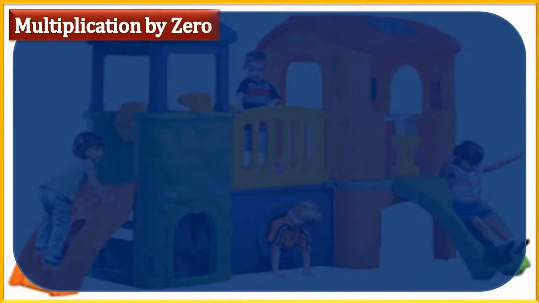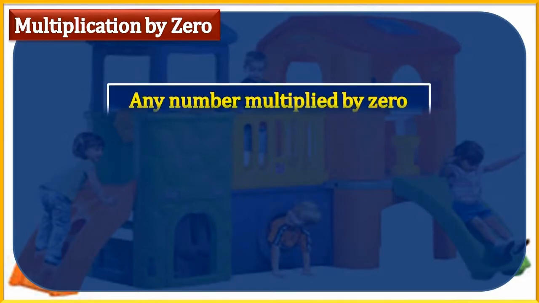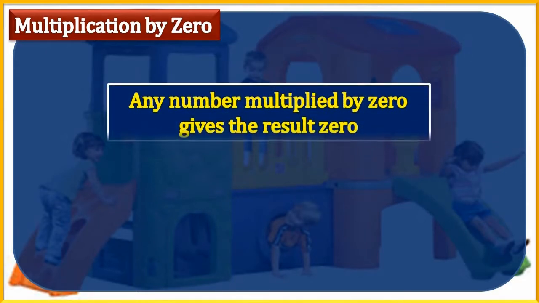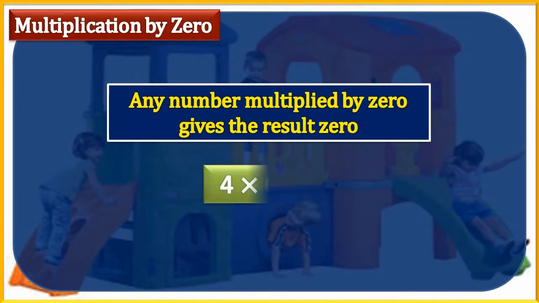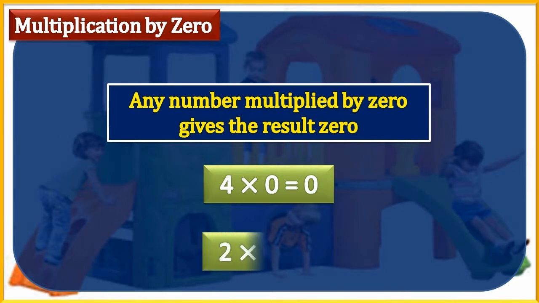Multiplication by 0. In multiplication, it is interesting to note that any number multiplied by 0 gives the result 0. For example, 4 multiplied by 0 gives the result 0, or 2 multiplied by 0 is equal to 0.